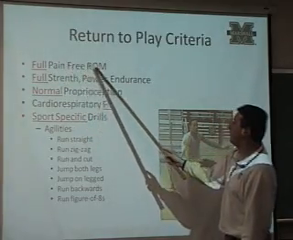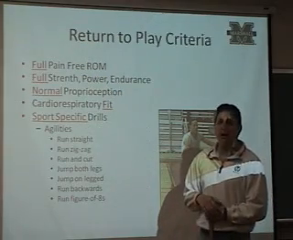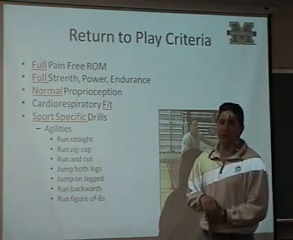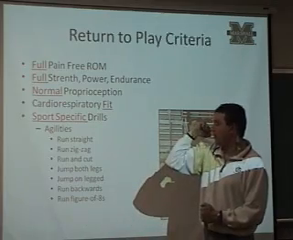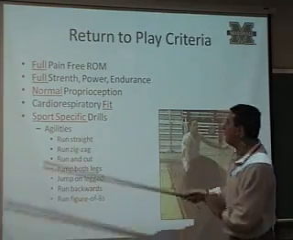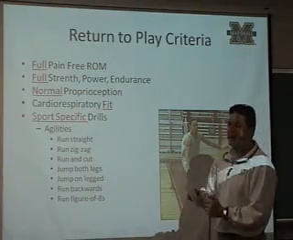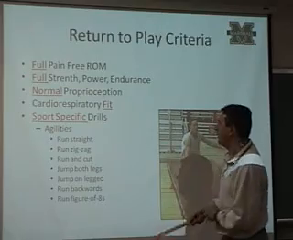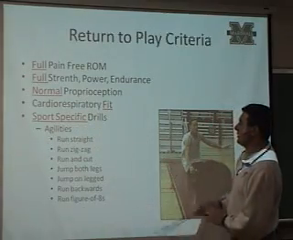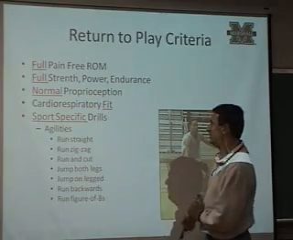Full pain-free range of motion. Let me say that again. Full pain-free range of motion. So I can bend my elbow all the way, elbow flexion, and it's pain-free. Full strength, power, and endurance. When we say full, that means bilaterally equal to the other side. Normal proprioception. I have good balance again, eyes open and eyes closed, so we have just sensory input.